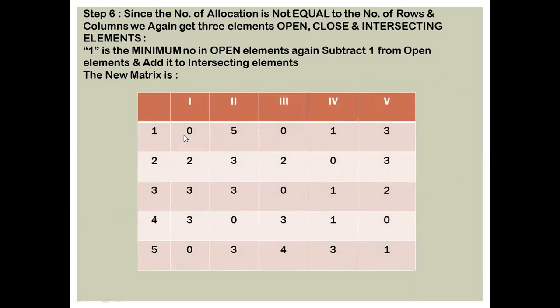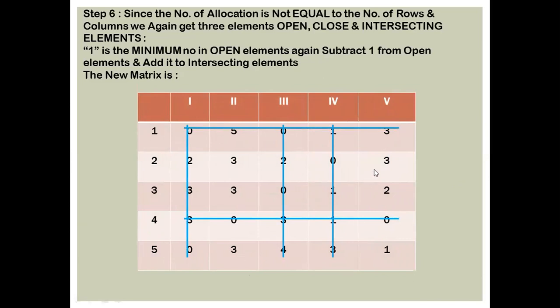So this was the matrix which we started with, but we did not get the allocation. The number of lines was drawn like this. So in this case, class, 3, 3, 3, 3, 2, 1 are the open elements. So over here, 1 is the minimum number which will be subtracted from all the open elements and added on the intersecting elements. So the green lines represent the numbers from which the 1 will be subtracted and the zeros represent the places wherein 1 will be added.